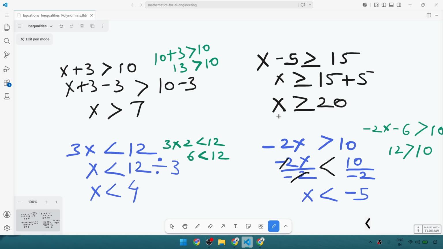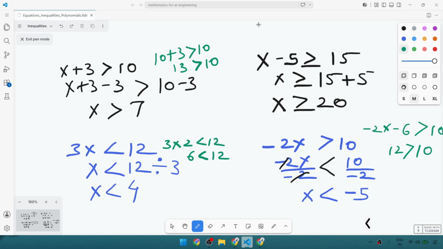Same is the case for this particular inequality also. Here we have x greater than or equal to 20. So we can take any value which is greater than or equal to 20. Let's take 20 only. Here we are going to get 20 minus 5 greater than or equal to 15. So 20 minus 5 is 15, and then the greater than or equal to symbol and this 15. So this is correct. 15 should be either greater than or equal to 15. So this is also true.